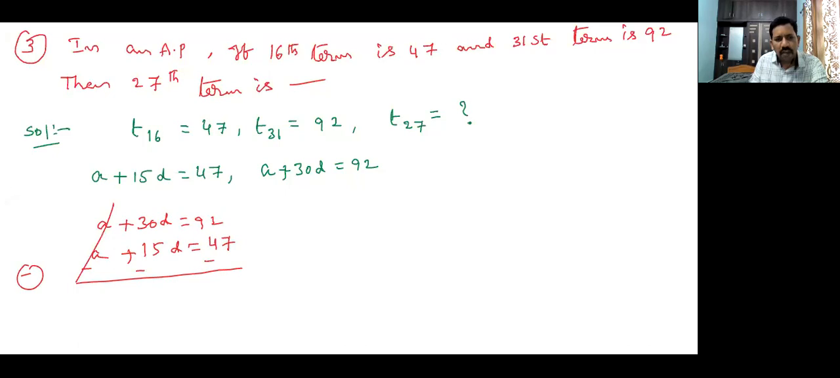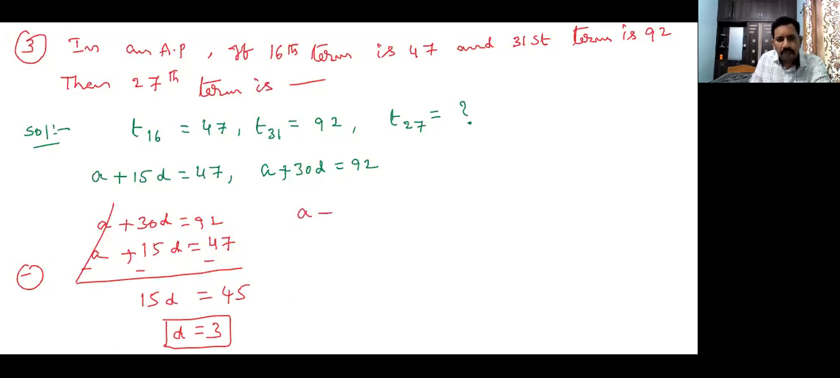These two cancel. 30 minus 15 is 15D. That is equal to 92 minus 47, that is 45. What is the D value? 15 3s are 45, so D is equal to 3. Substitute in any one of the equations. I am going to substitute in the first equation.